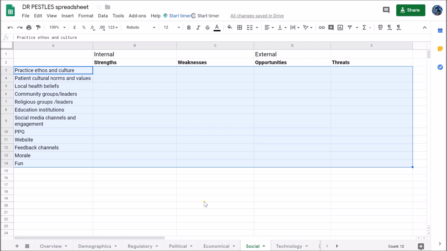In terms of the social side of stuff, though, it's important to work with people in your community, so particularly local community groups and leaders. Religious groups and leaders may be something to talk about, and clearly the educational institutions, so things like the local schools, primary, secondary, universities and academies and that kind of stuff as well.